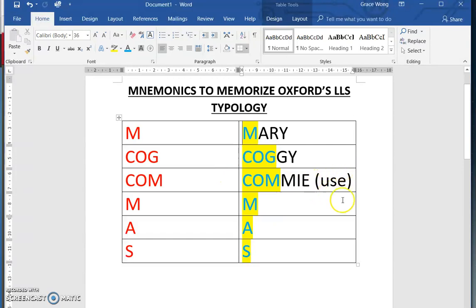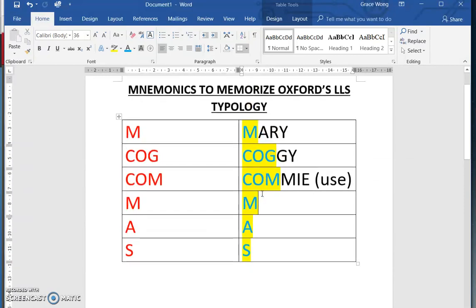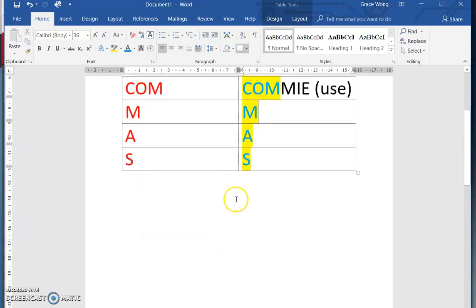Use, MAS. So MAS stands for MAS, our Malaysia airline. So maybe they want to travel to other countries, we never know, but this is the mnemonics that I use. So Mary, corgi, call me, use, MAS. So let's see if I can memorize them well.